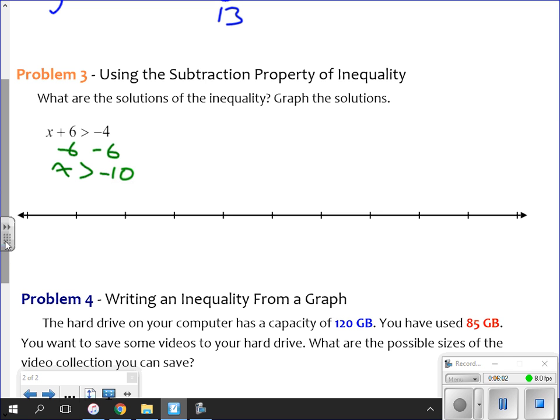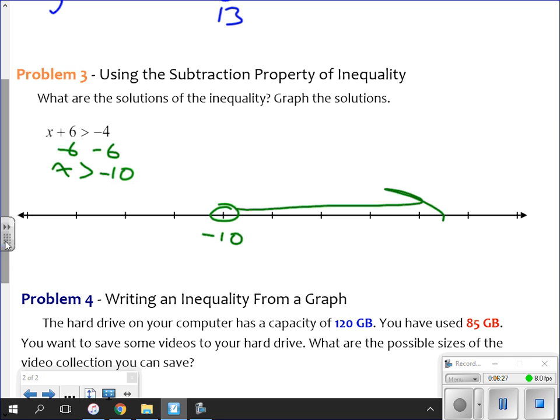Once again, I don't have any numbers on the number line. Put -10 on there somewhere. Doesn't matter where. I like to put things in the middle. It just makes it look aesthetically better when I do that. Do I have open or closed? Open. Open, open, open. Okay. Is X larger or smaller? Larger. X is larger, so I go to the right.